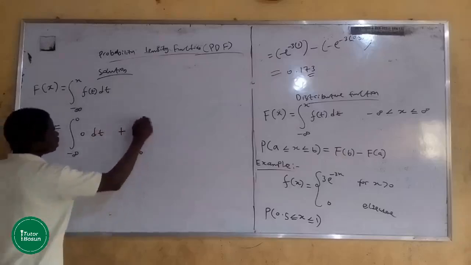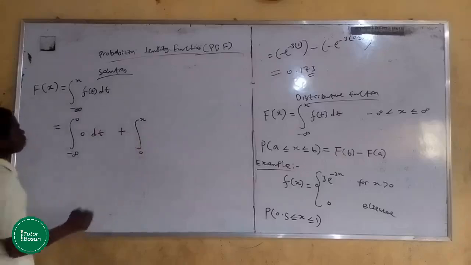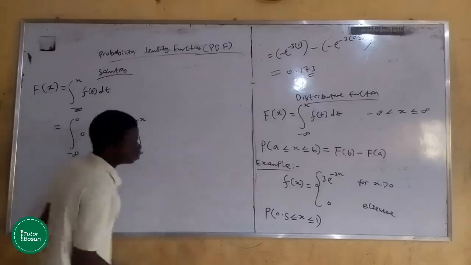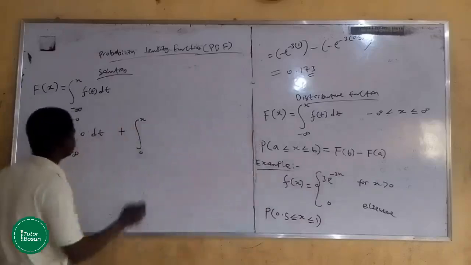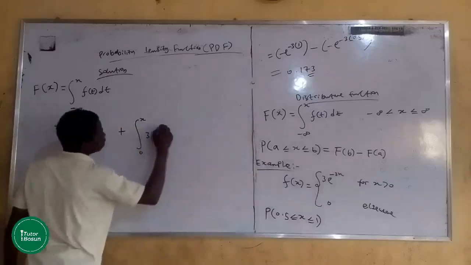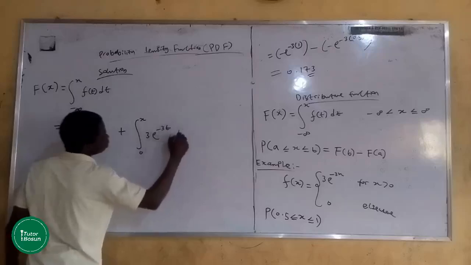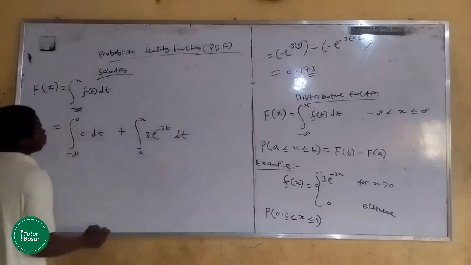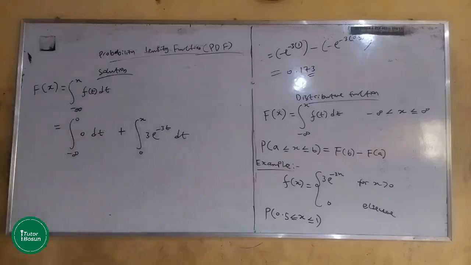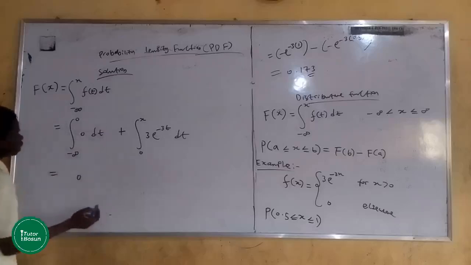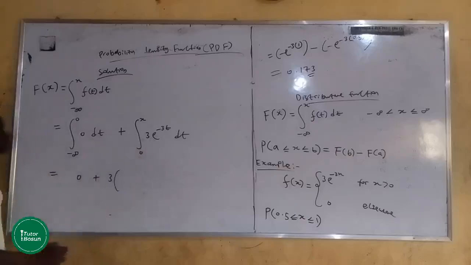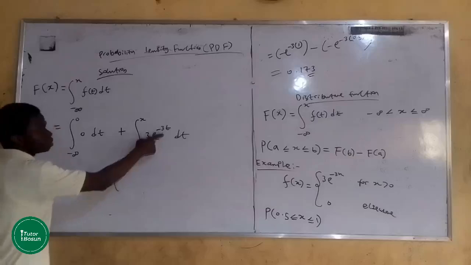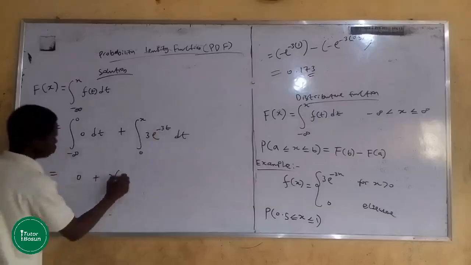from 0 to x of f of t, which will become 3 exponential minus 3t dt. So the first part will automatically become 0. You can bring 3 out because it's a constant. Here we have the integral of this. We have done something related to this before.